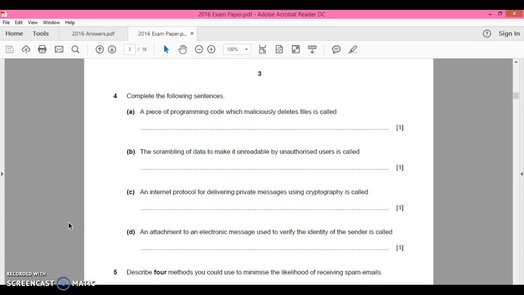Now, there are certain things over the internet that you're going to want other people to see, so your processes can be done. So, for example, delivering private messages using cryptography is called encryption.